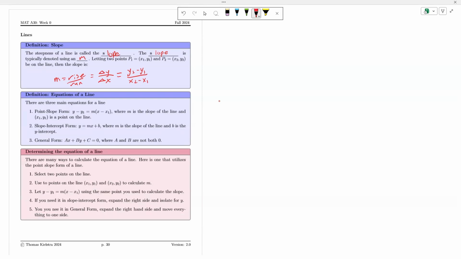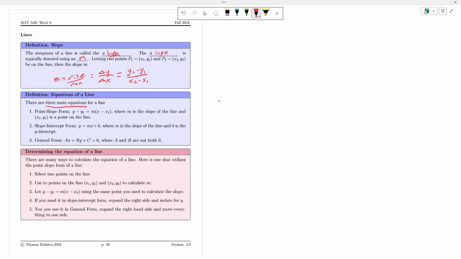Now, using 2 points, if we have 2 points on the line, we can do a few more things. We can calculate an equation for the line. Now, there are 3 main equations for a line. We've got our point slope form, our slope intercept form, and our general form.